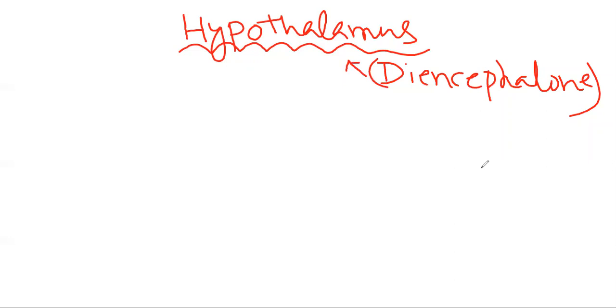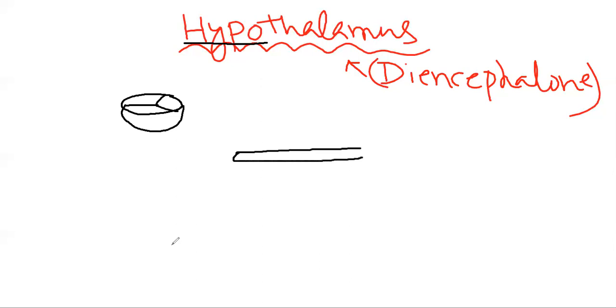Now, as its name denotes, hypothalamus, hypo means below. As we know, within the diencephalon, the most important structure is the thalamus. So if it is the thalamus, this hypothalamus must be situated just below it. So, below and behind the thalamus within the diencephalon, the hypothalamus is situated. Next, we try to understand where it is exactly located within the diencephalon.